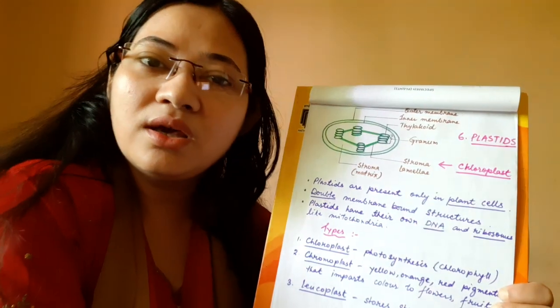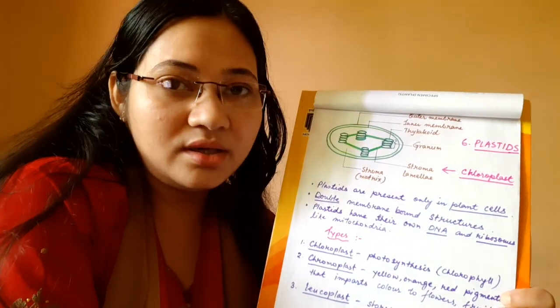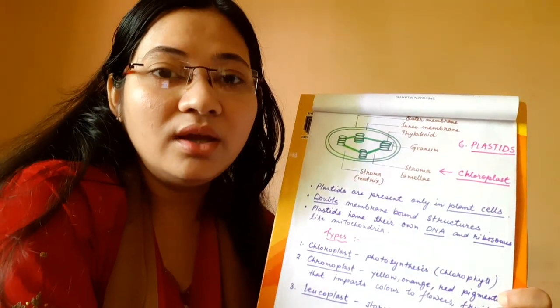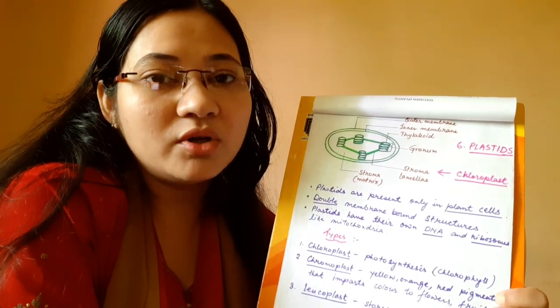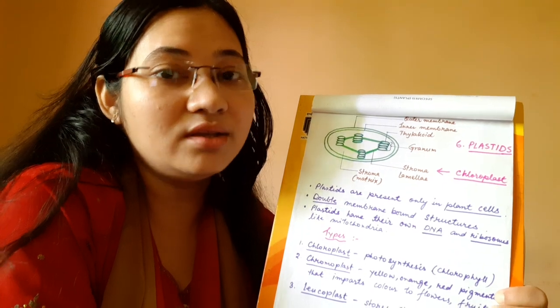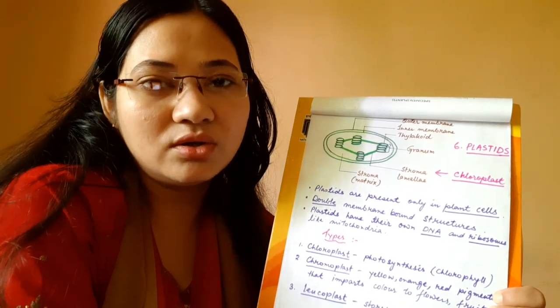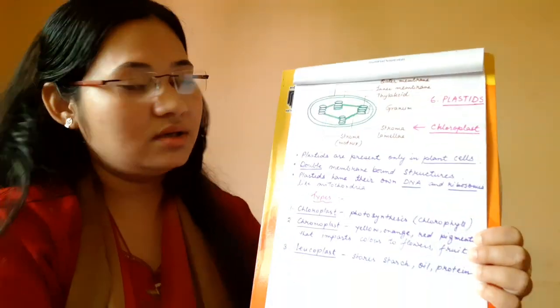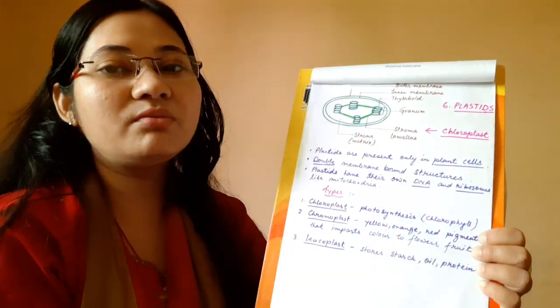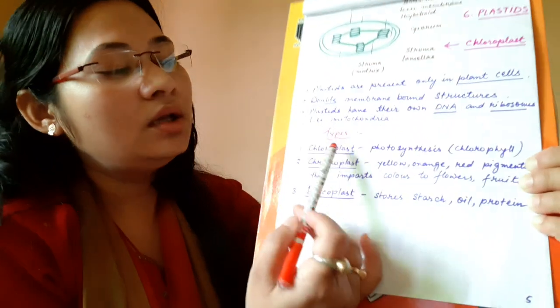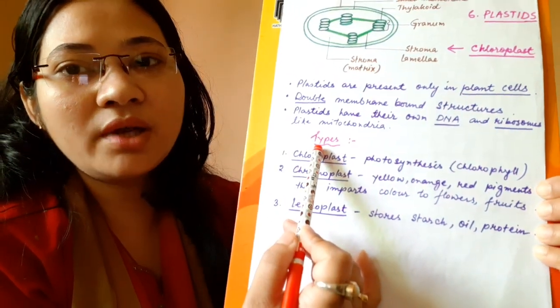They are also called semi-autonomous organelles because they contain their own DNA and ribosomes. So they are capable of producing some of their own proteins. So they are called semi-autonomous cell organelles. Okay, very important point about plastids as well as the previous one, that is mitochondria. Now let us see the types and functions of these plastids.